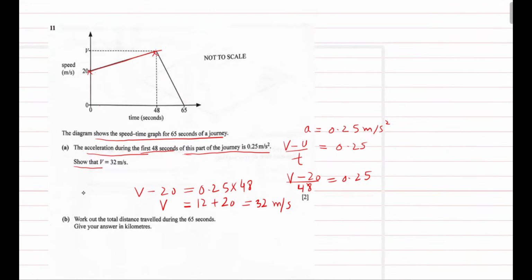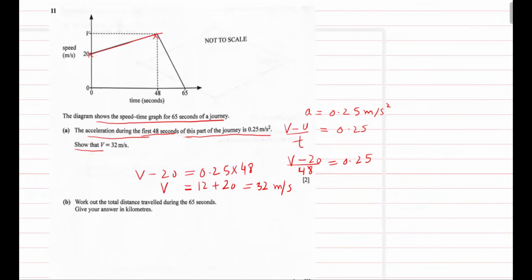Part B, work out the total distance traveled during 65 seconds. Give your answer in kilometers. Look here, this is the speed time graph. In the speed time graph, the distance traveled during 65 seconds will be equal to the area under this graph.